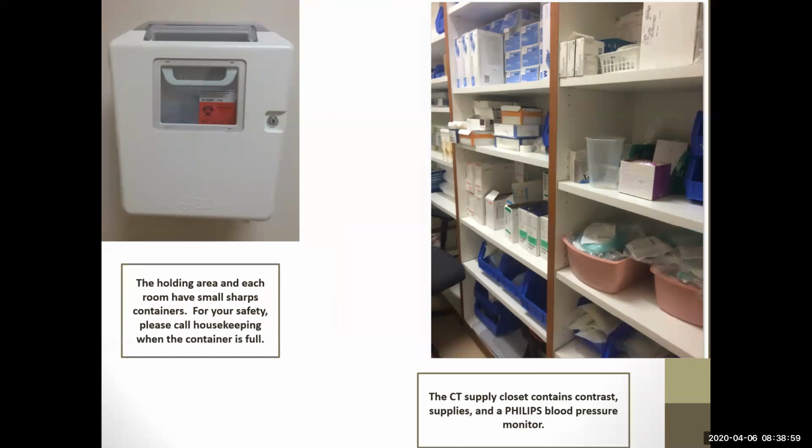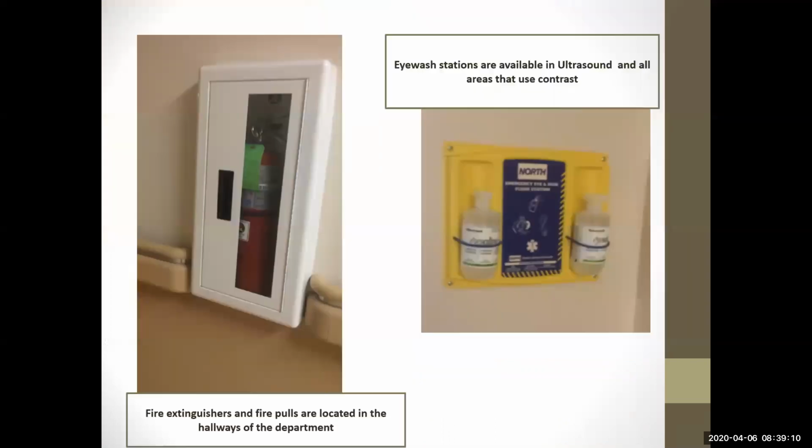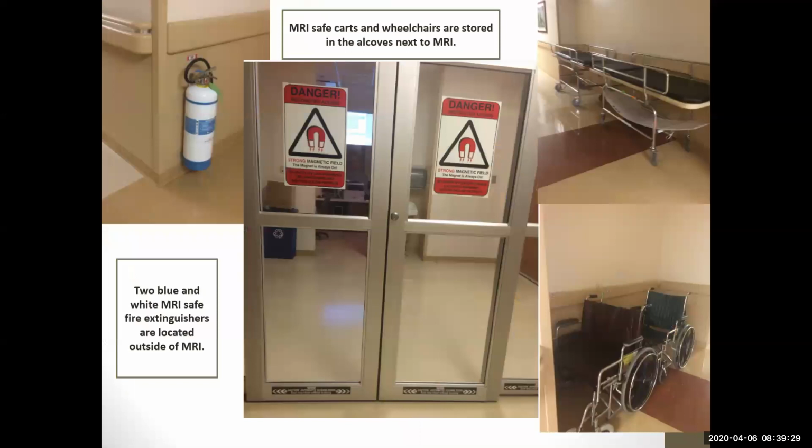And then CT has their own supply closet, and you will find a lot of gloves, contrast, and CT related supplies in that particular closet. We do have fire extinguishers throughout the department and eye wash stations, so make sure you familiarize yourself with those. The eye wash stations are going to be anywhere you would have contrast, so make sure if you're working in those areas you find them.